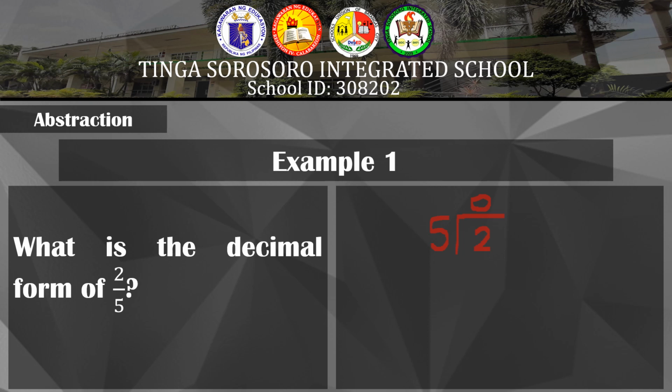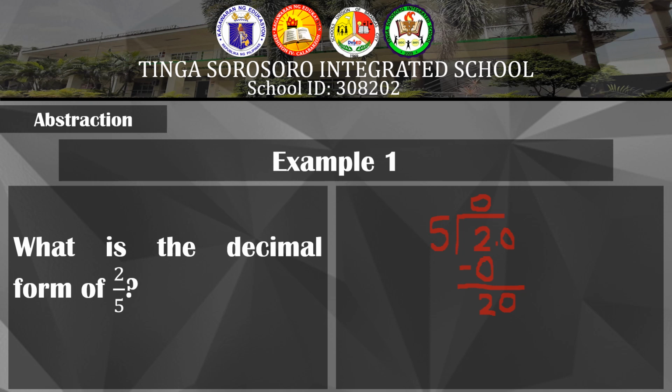Then, 0 times 5 is equal to 0. Then, subtract natin yung 2 and 0. It is equal to 2. Then, bawal daw may remainder. So, mag-a-add tayo ng 0. Add muna tayo ng point and then 0. So, bring down natin yung 0.